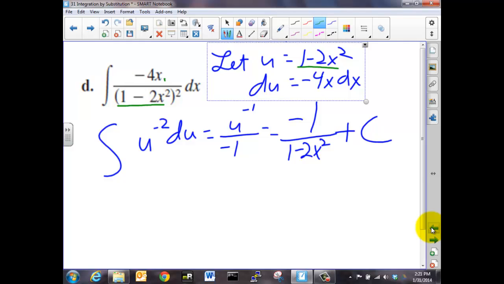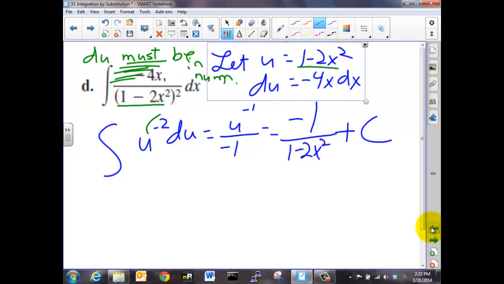Something to note here, okay? Du must be in the numerator. You get the impression that it must be in the numerator. If that negative 4x is in the denominator, this is an unsolvable problem for us. So it must be in the numerator. If it's not in the numerator, you can't solve it. But we move that up.